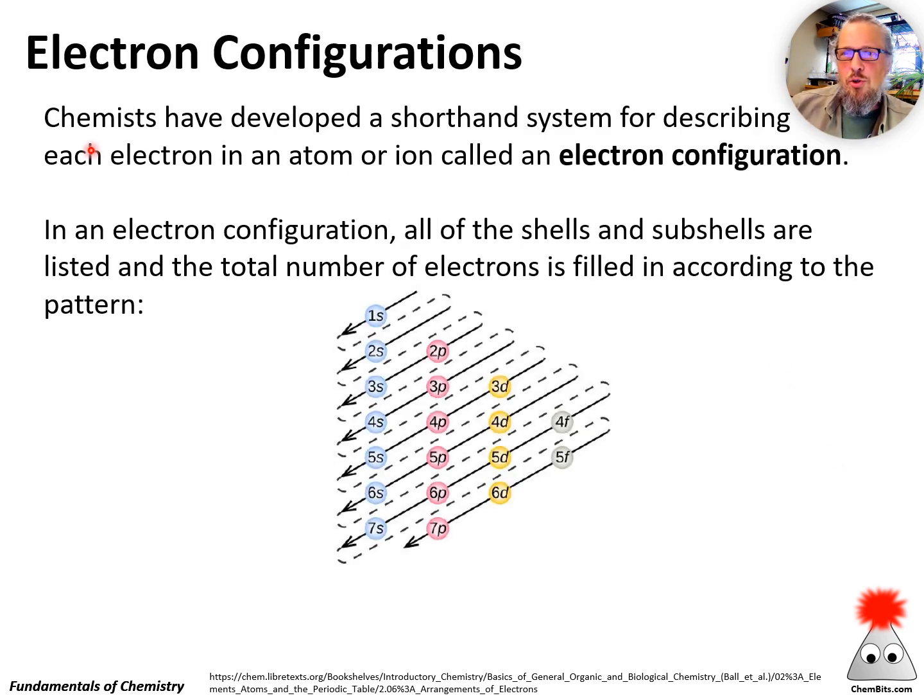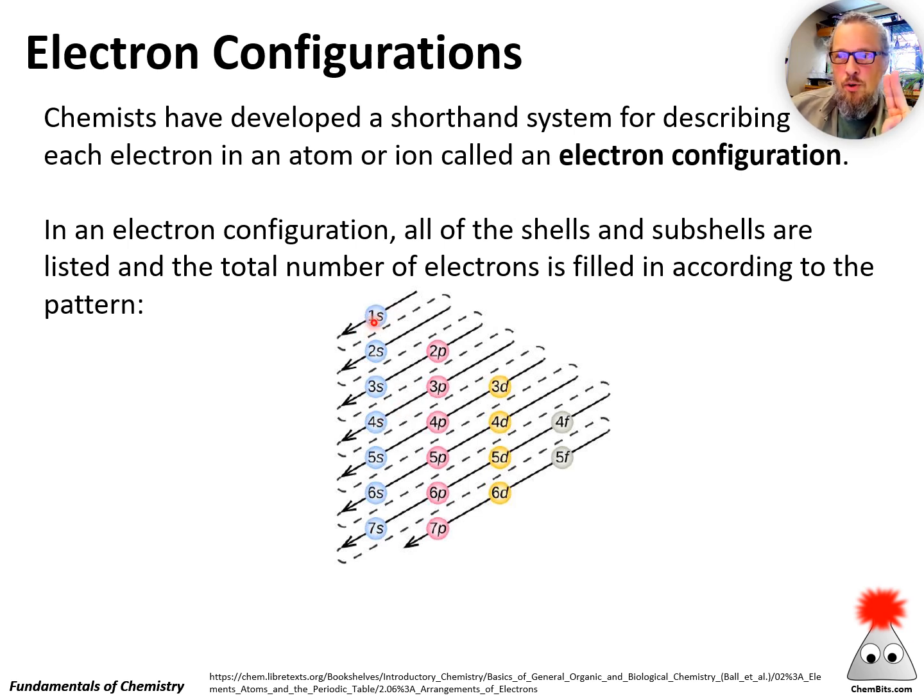So this shorthand system that we've developed for designating these shells and subshells is what's called an electron configuration. When we look at an electron configuration, and we'll look at an example in a minute, electrons fill in this order. So we can break this down. Here are the S-type orbitals. Each shell only has one s orbital, and every orbital can hold 2 electrons.